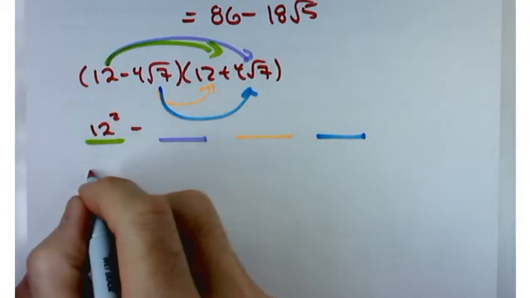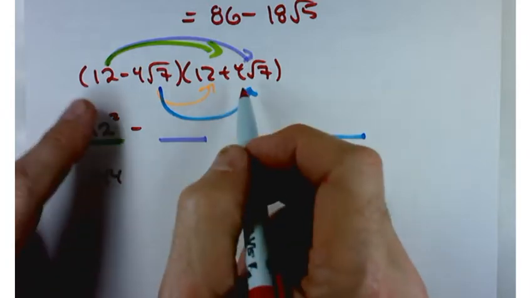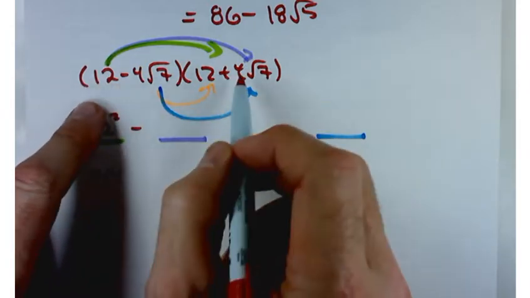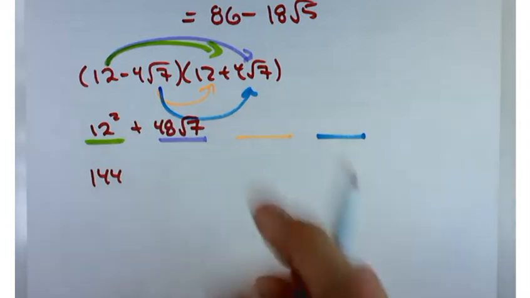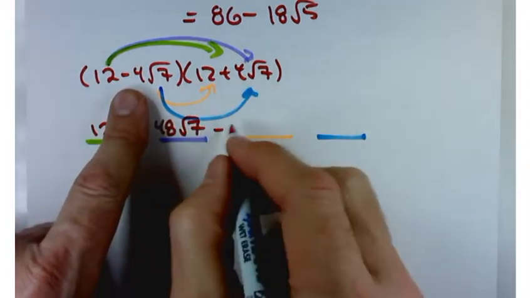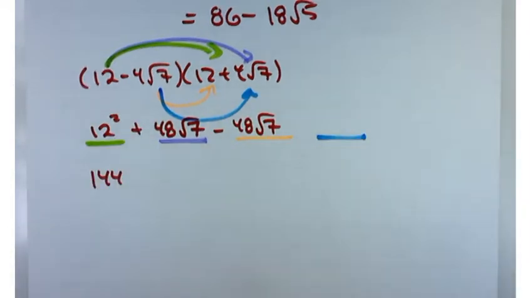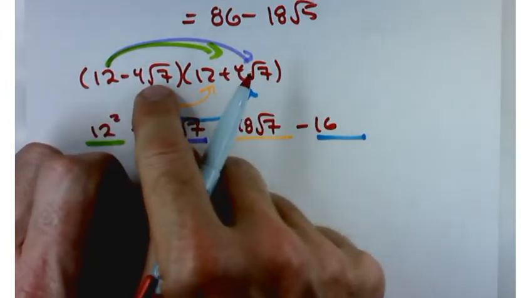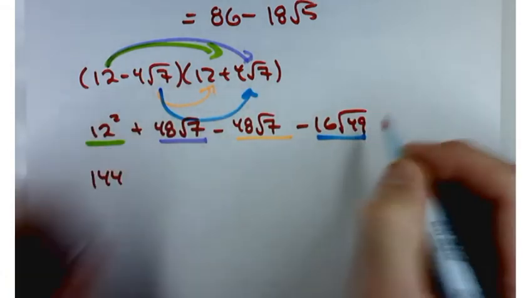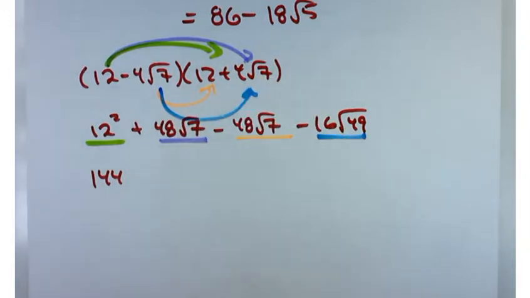12 squared, 144, yeah. I was moving ahead. Good. 12 multiplies the 4, so we're left with 48 times the square root of 7, and it's going to be a positive here. And the middle one, same kind of thing, except we're going to get a negative. Now we've got to be careful about the last term. Negative 4 times positive 4 is negative 16. Square root of 7 times square root of 7 gives me square root of 49. Those multiplied, right? 7 times 7, they were both underneath the square root, so they multiplied.